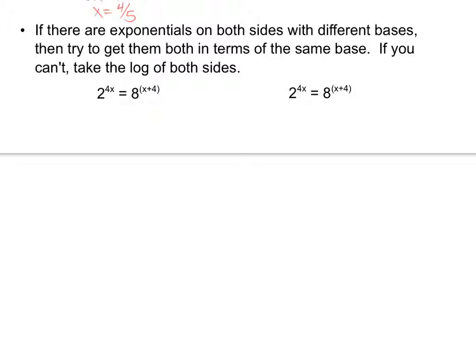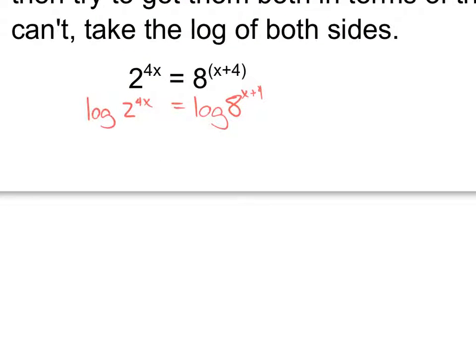Okay? Now, here we have exponentials on both sides, but the bases are different. Okay? One option that I have is I can simply take the log. Notice I'm using a base of 10 since I have different bases here. The log base 10 of 2 to the 4x and the log base 10 of 8 to the x plus 4. Okay? And now that I have it inside a logarithm, I can do something with those exponents.